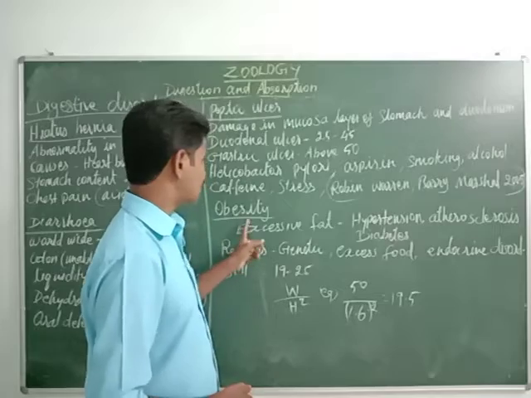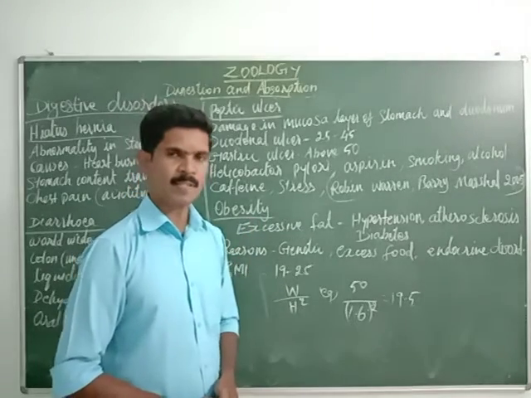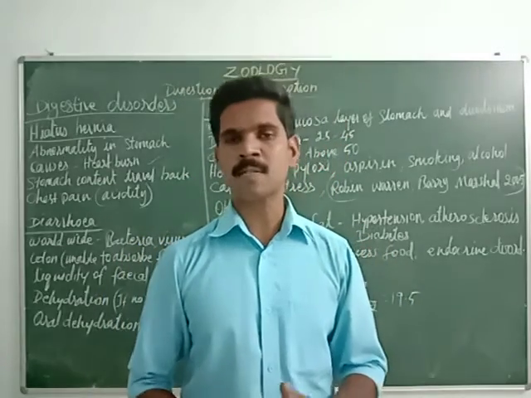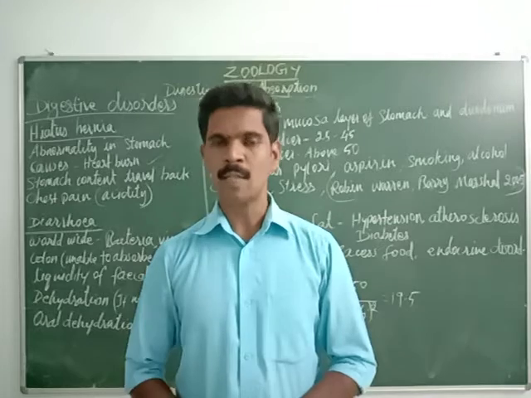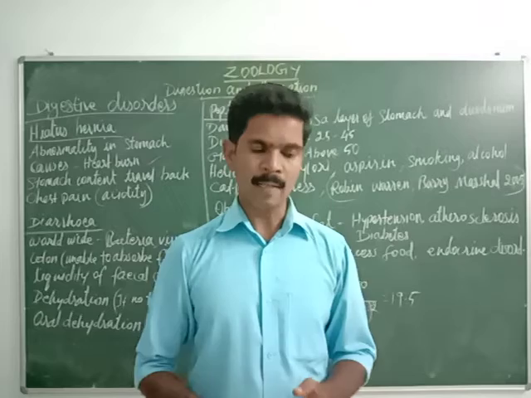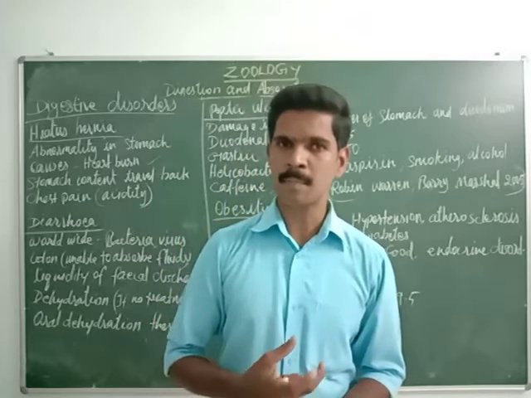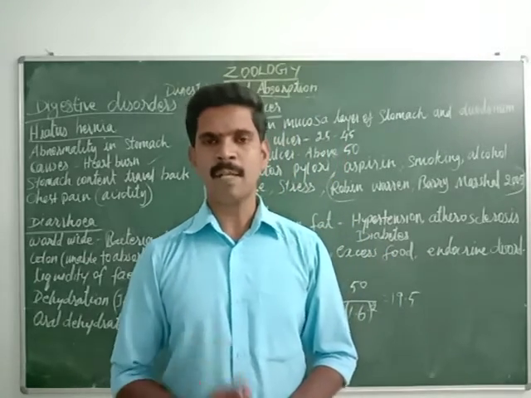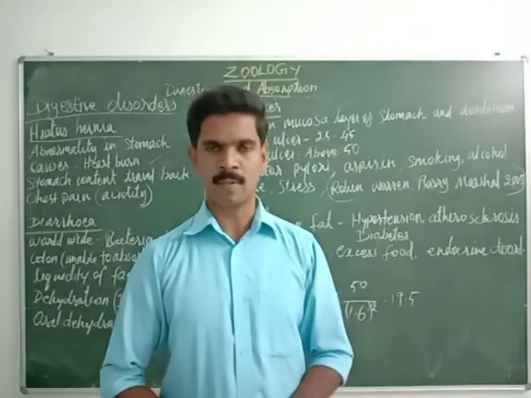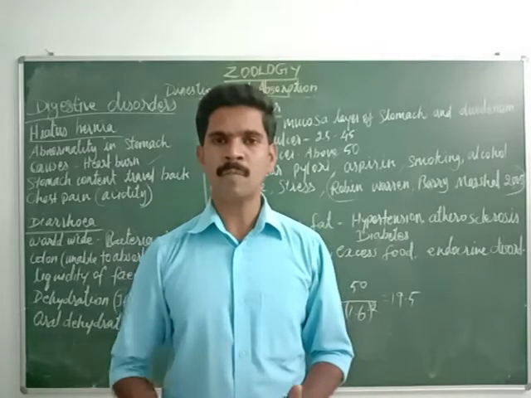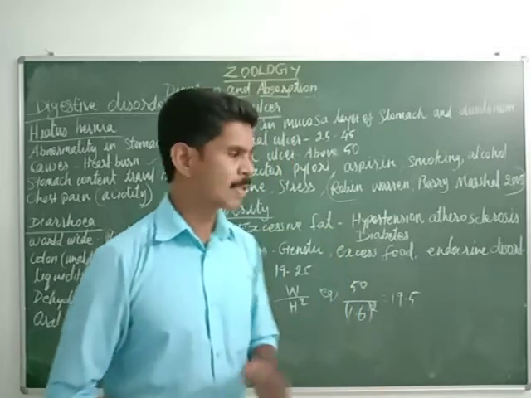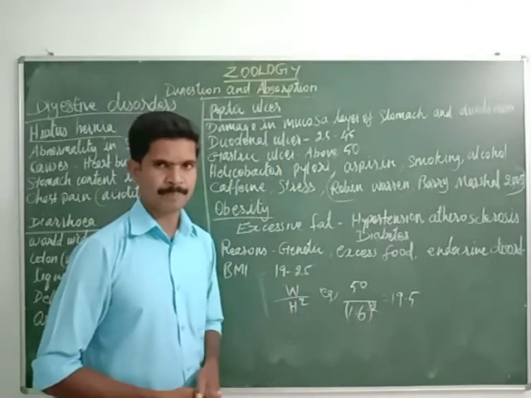The next disease, the last one, is obesity. Obesity means increased body weight because of the excessive deposit of fat inside the adipose tissue. The size of the body is increased. This condition is called obesity. Actually, the adipose tissue is a tissue present below the skin, and the main function of this adipose tissue is storage, storing excessive fat molecules. So when a large amount of fat molecules is deposited inside this adipose tissue, the size of the body is increased. This condition is called obesity.